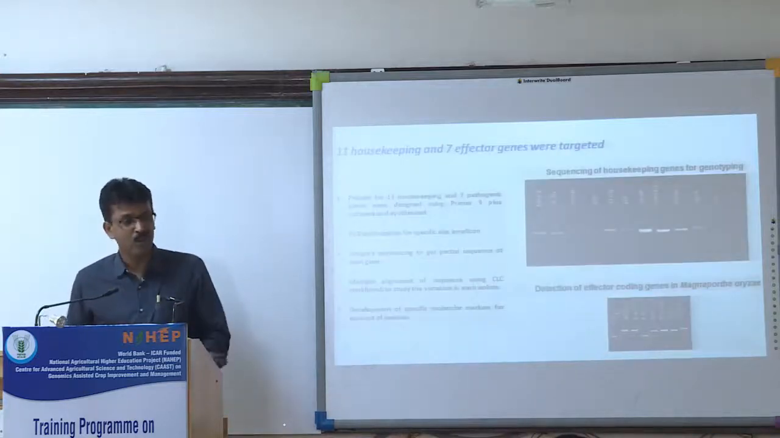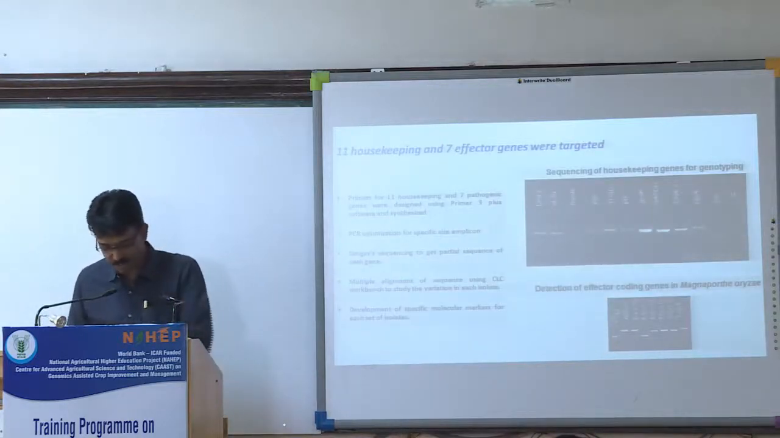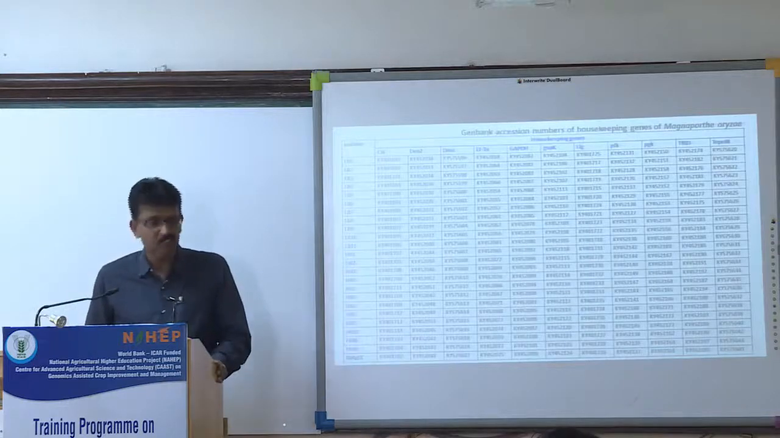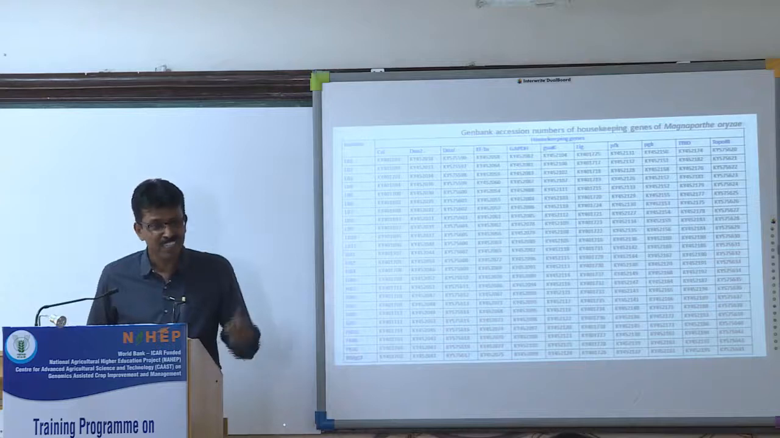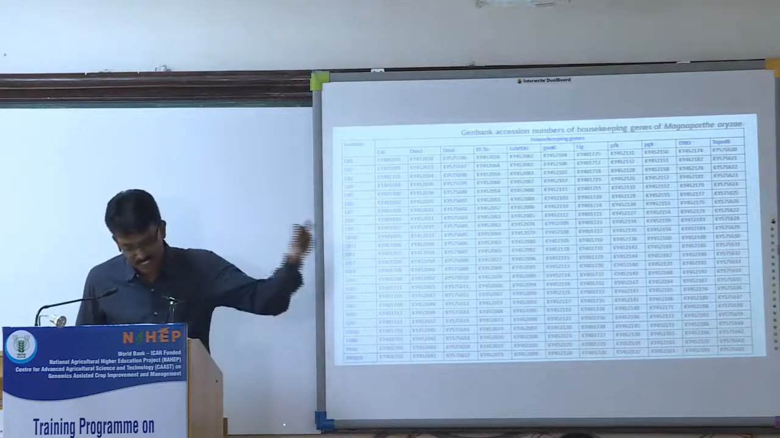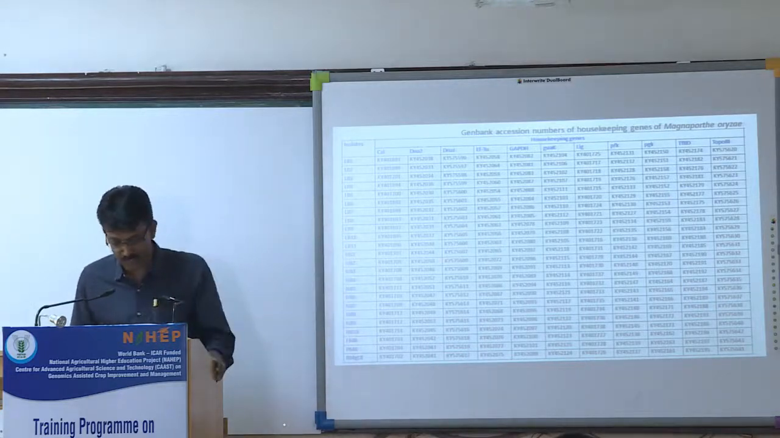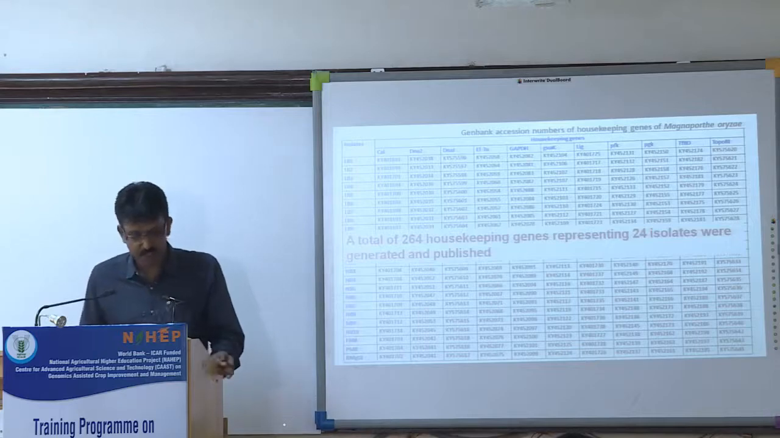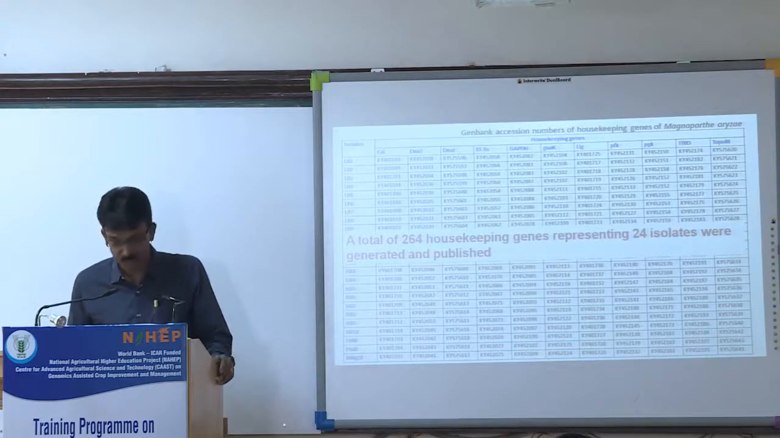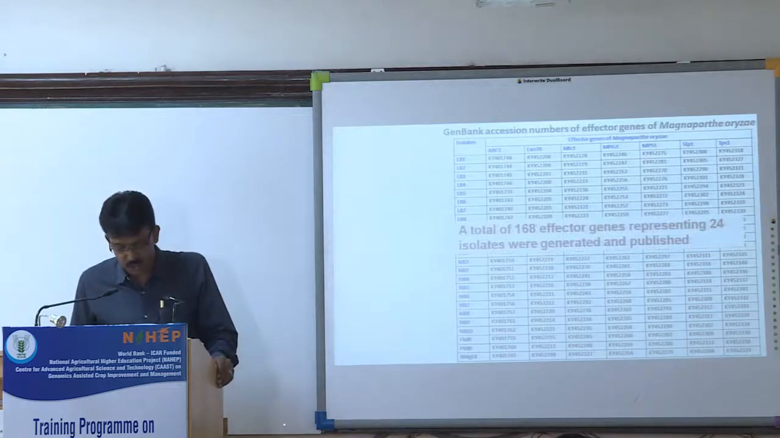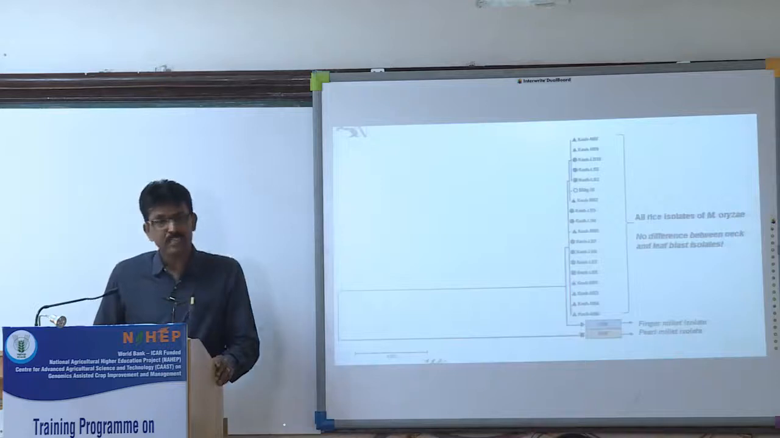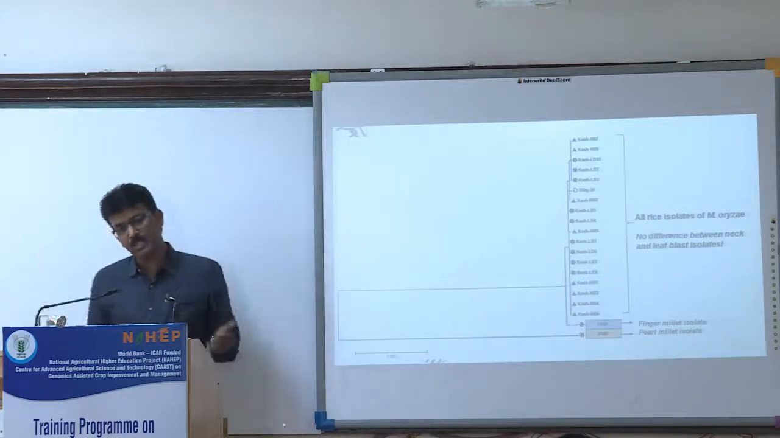This is what we call the amplicon of all those genes, and each gene is specifically curated, trimmed, annotated and uploaded in GenBank. So, you will find something around 264 housekeeping genes representing around 24 isolates, and these are the virulence genes, again 168. It is a huge matrix. And now you come to the next important step.